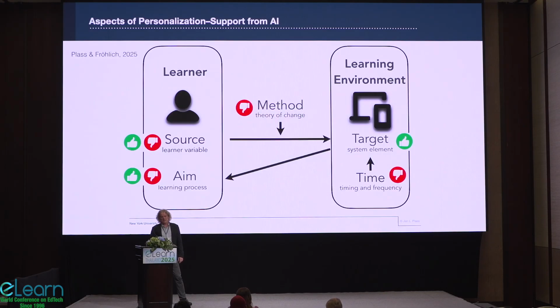So all of that means when we look back at our model, here are a few things we can do. The target creation we can do. Time is a little harder, the method very difficult, and when it comes to source and aim, we can measure them but not identify them.